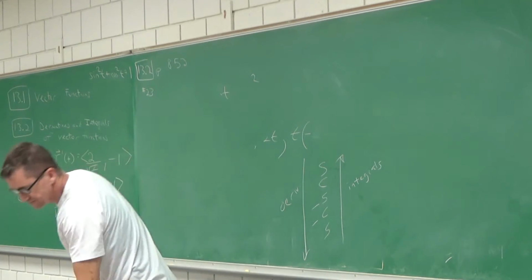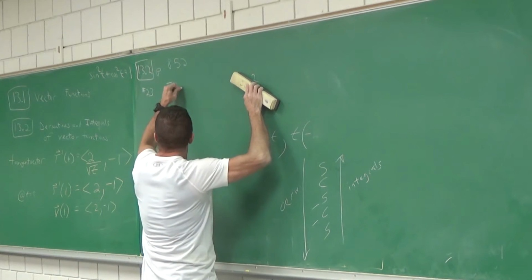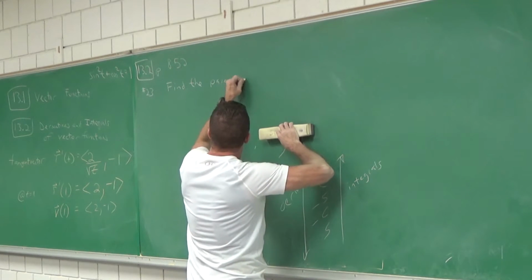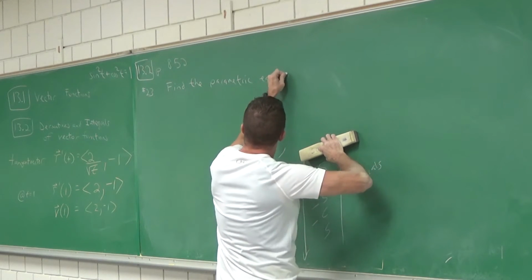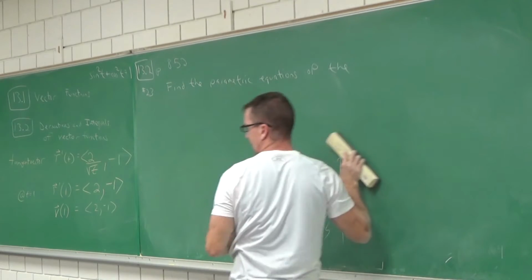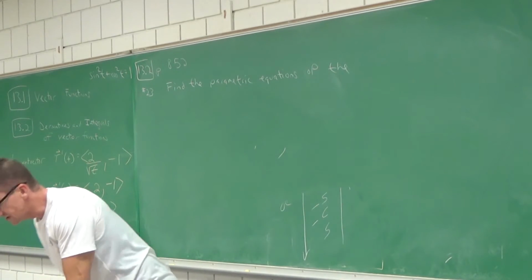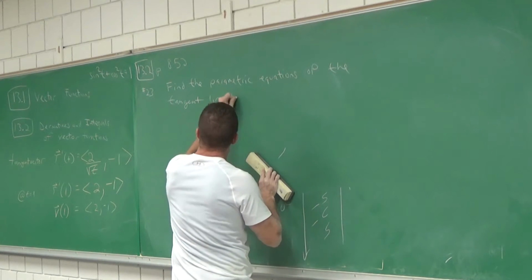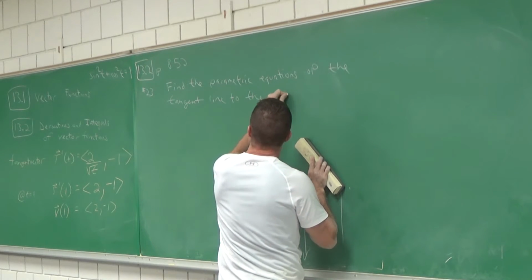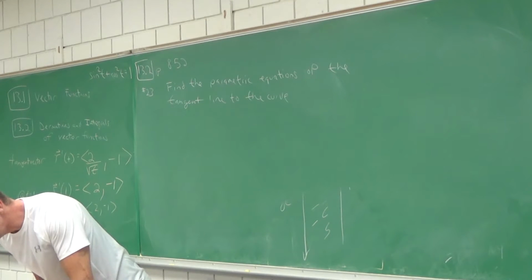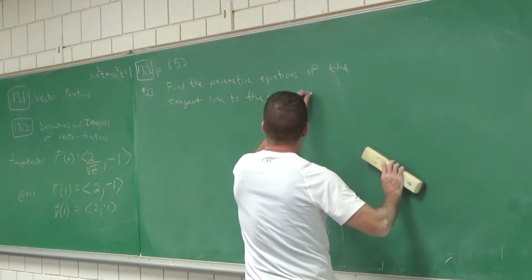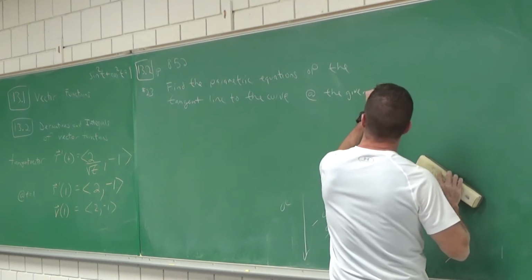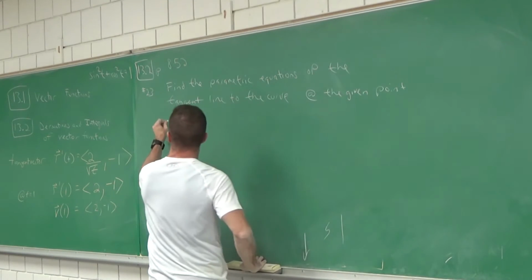The directions say this: find the parametric equations of the tangent line to the curve at the given point. All right, here's the first one. r of t.